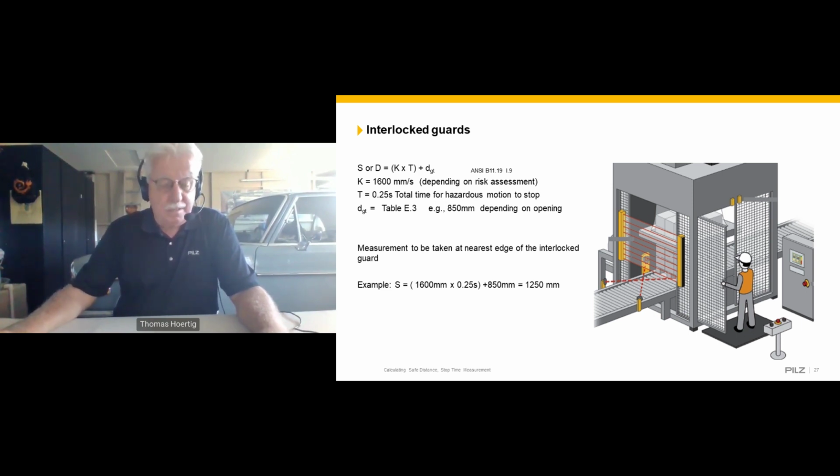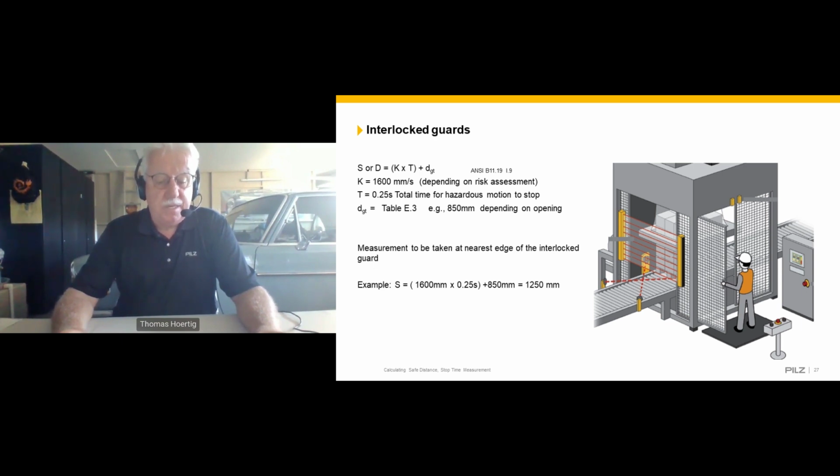So we're looking at also out of NCP 1119 in that chapter I.9 or ISO 13855, we have also a safe distance, it's S or D. And then we have in brackets there K times T plus a D with the adder of GT. So we have the approach speed of 1600 millimeters per second, or maybe even faster. That depends on your risk assessment. It could be also the 2000.